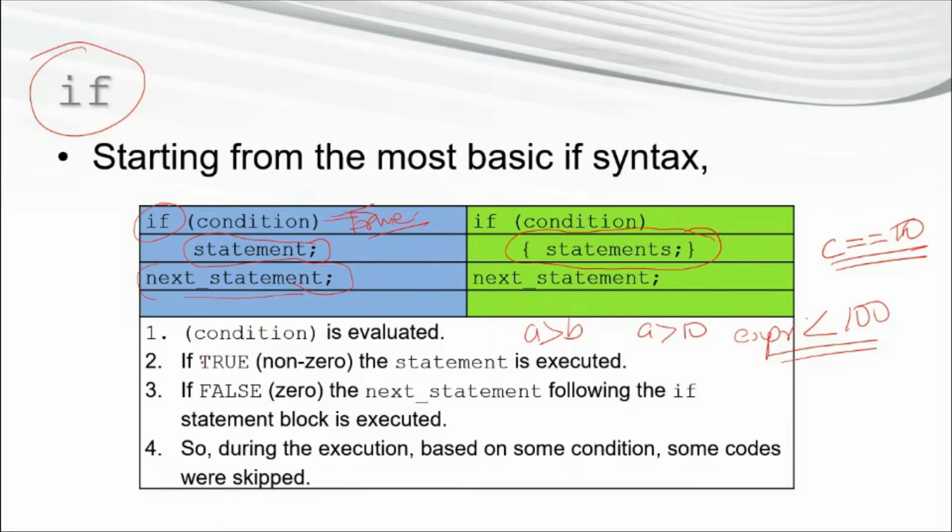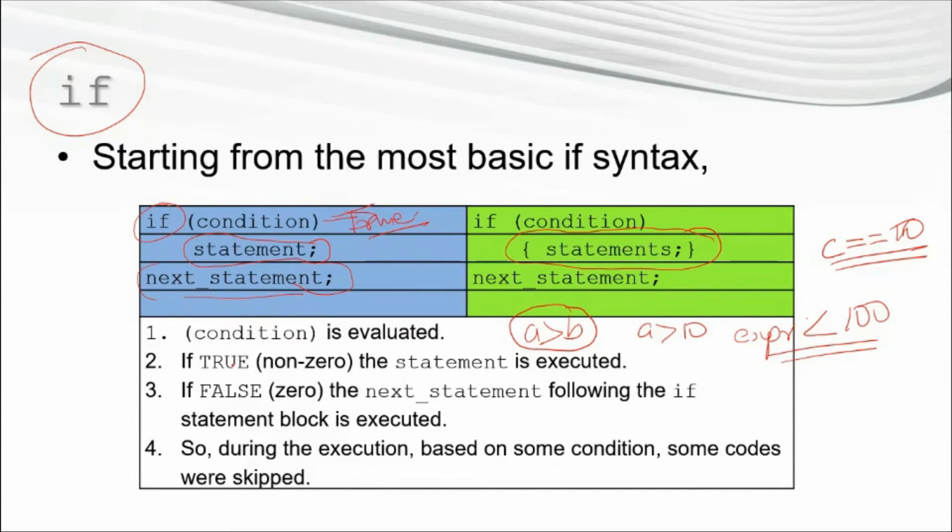If it is true, true means it is non-zero. For example, if A is greater than B, this can be either true or false. True means a non-zero value, not necessarily greater than zero. Even -1 is treated as true. The negative values are also treated as true. Only the zero value is treated as false.